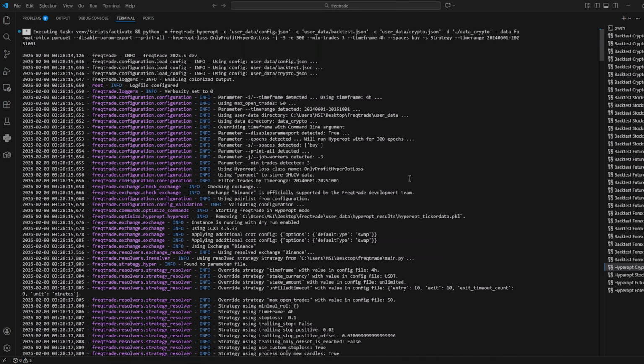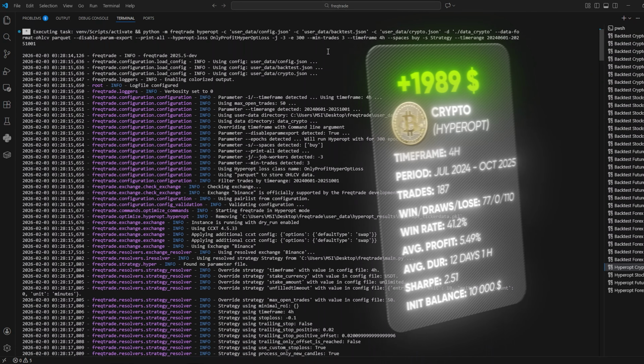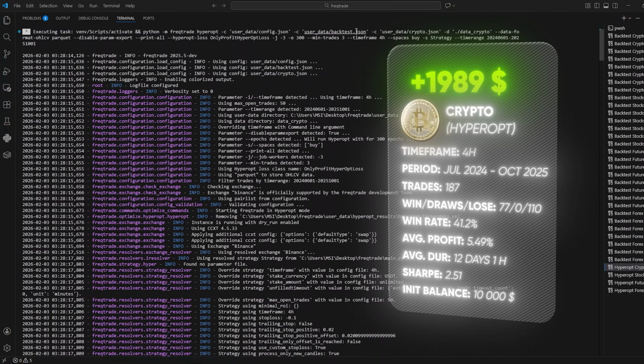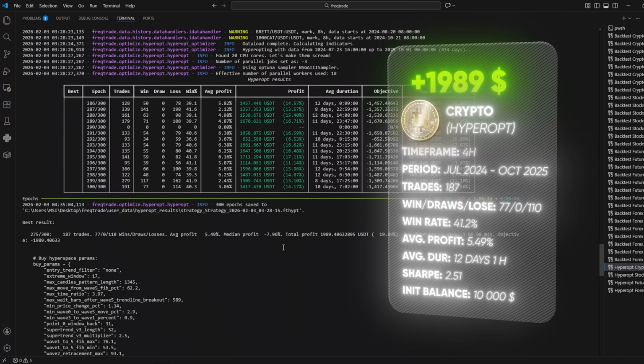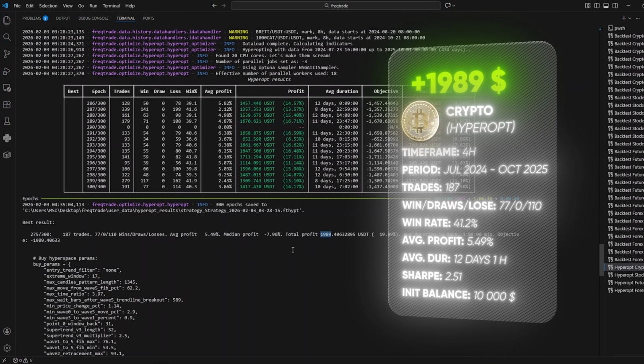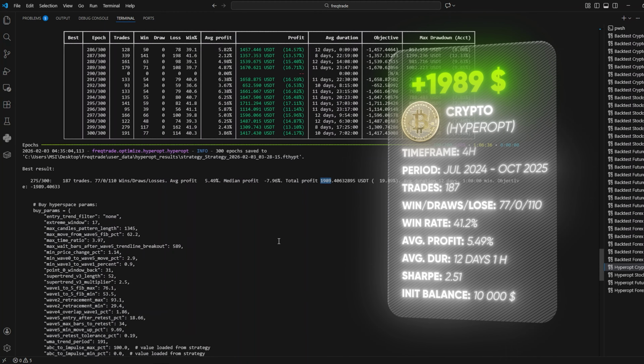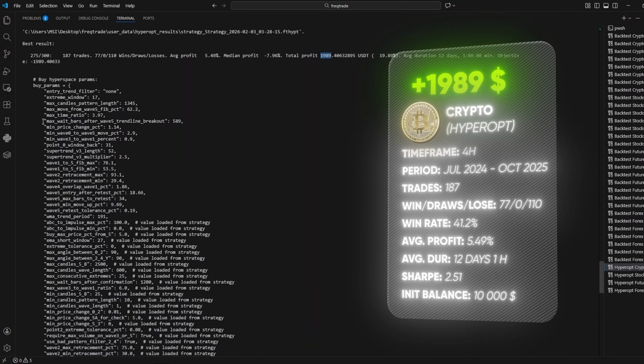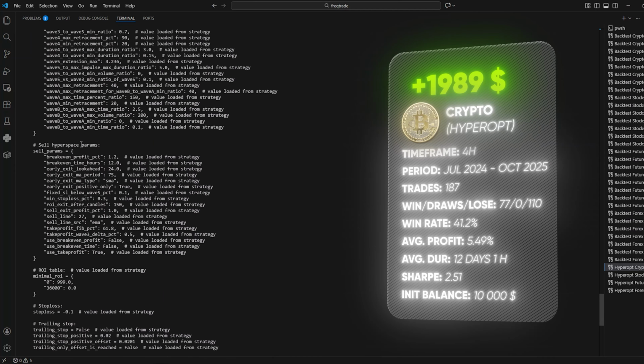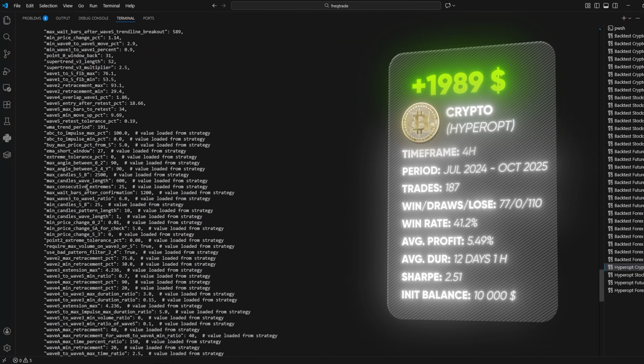Now let's check results of hyperparameter optimization for each market, starting with 4 hours time frame crypto market. Command that I run is here on top. Let's see what we have. And our best result is nearly $2,000 profit, which is a huge improvement. It's actually quite a lot. And here you can see a list of best parameters. As you can see, we have a lot of parameters.